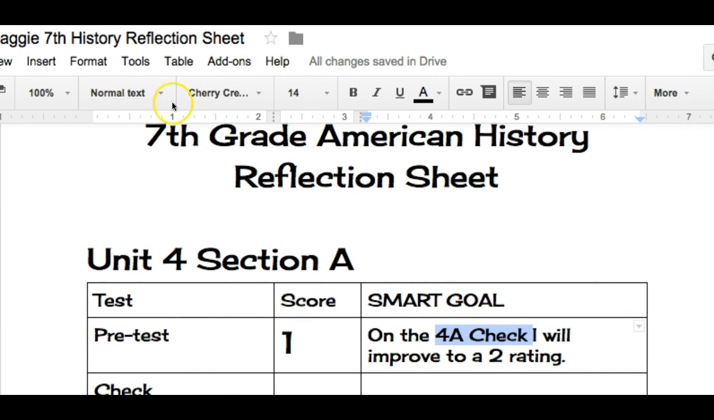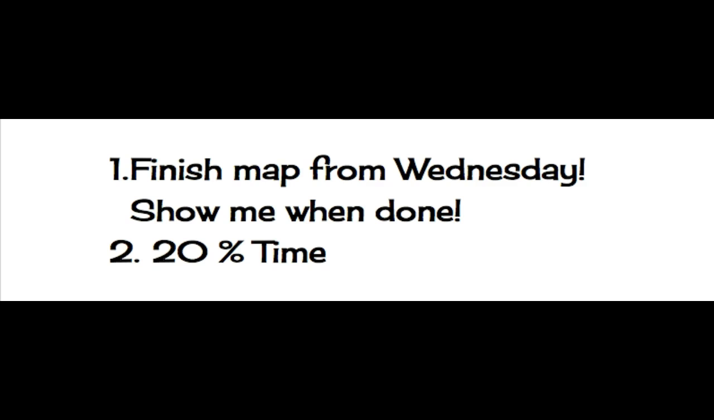When you are done with this, here are your options. You have to go in order. The first thing you can do is finish the map from Wednesday. The video for it is under Wednesday's date. If you are not done with the map after I've given you 3 days, we need to have a conversation.